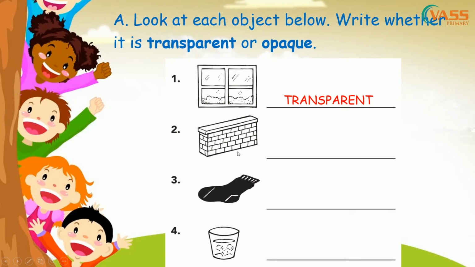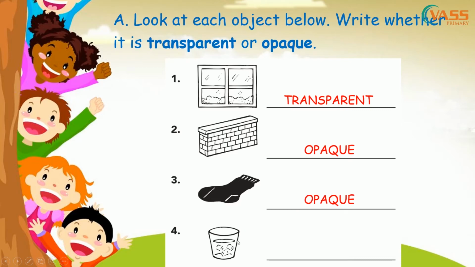How about question number 2? What is this? You got it, it's a brick wall. Do you think it's opaque or transparent? Congratulations, it is opaque. Well done. Question 3. What's that? It's a sock. Is it transparent or opaque? Good job, it is opaque.